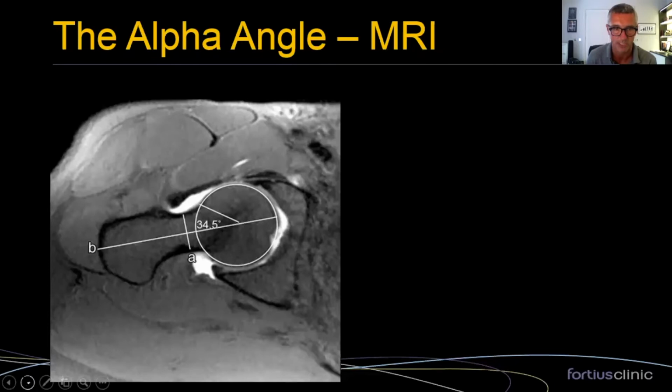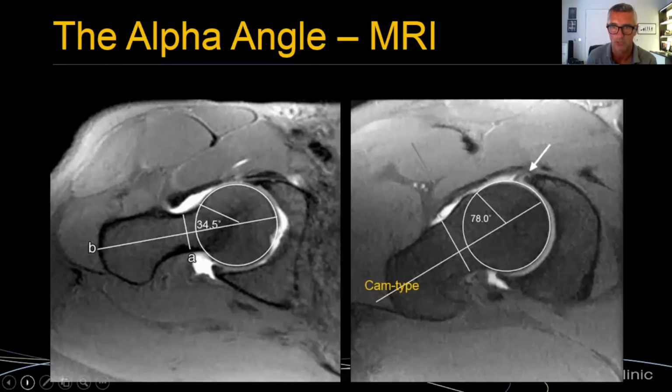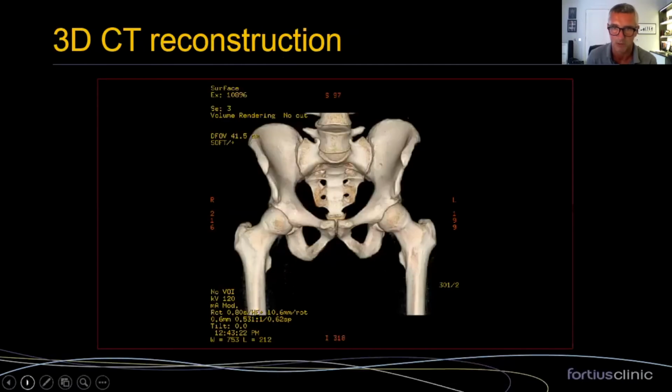But anyway, it's there, that's the alpha angle, that's a normal, and that's an abnormal, because the head-neck junction is not here where it should be, it's up here because of the cam lesion. So you measure the angle between the center of the femoral head in a line along the femoral neck, and then to the periphery, the head-neck junction, where the head stops being spherical.